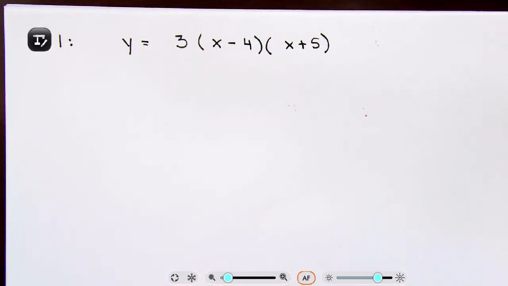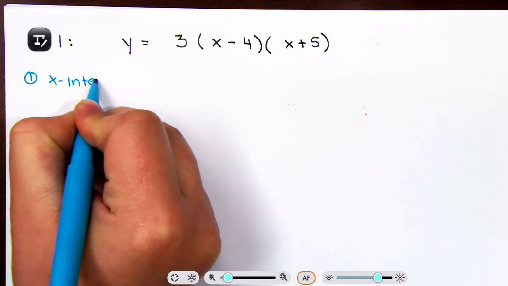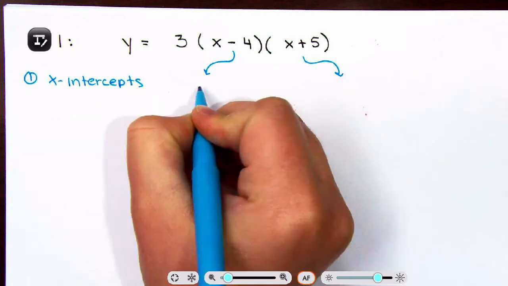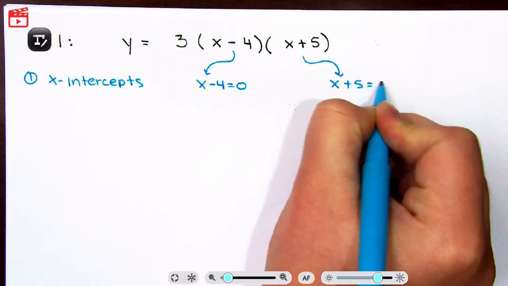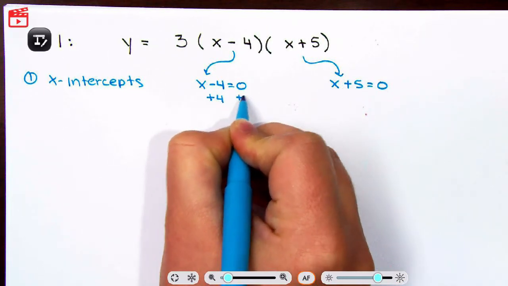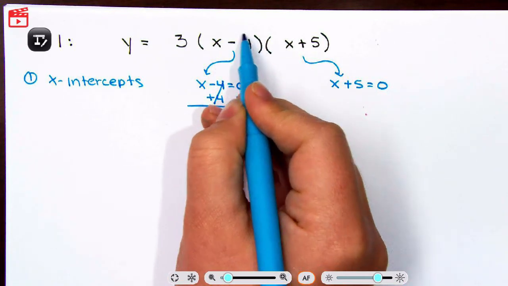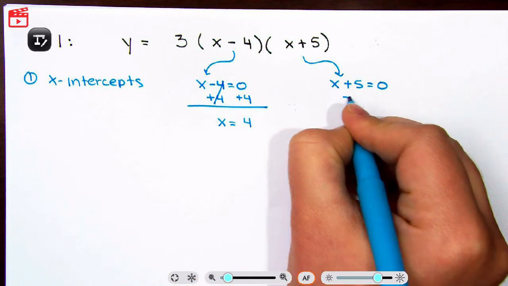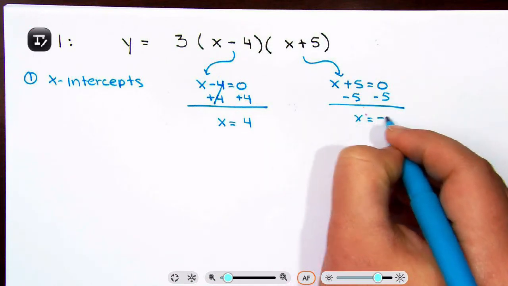So here is example number 1. Again, I'm going to follow through with those steps. Step number 1 is to find the x-intercepts. So what I'm going to do is set this bubble and this bubble equal to 0, and solve. Now, you do not have to show me work if you are in my class, because you can do this by visually seeing. It's always opposite the number that you see. So if you see a minus 4 here, it's going to be a positive 4. If you see a plus 5 here, it's going to be a minus 5. So these are your x-intercepts.